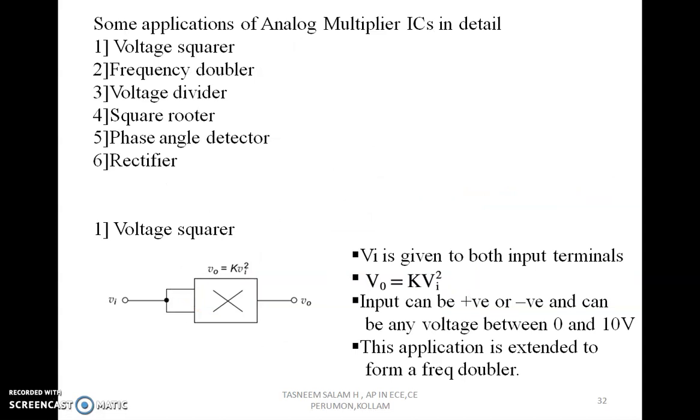Next, we can see some of the applications of the analog multiplier IC in detail. First, coming to the voltage squarer. Voltage squaring means we get at the output the square of the input. For that, the two inputs of the multiplier are given the same input, that is Vi. Therefore, V out is equal to K into Vi square. The inputs can be both positive and negative, and the voltage ranges from 0 to 10 volt. This application is extended to form a frequency doubler, and next we are going to see the frequency doubler.